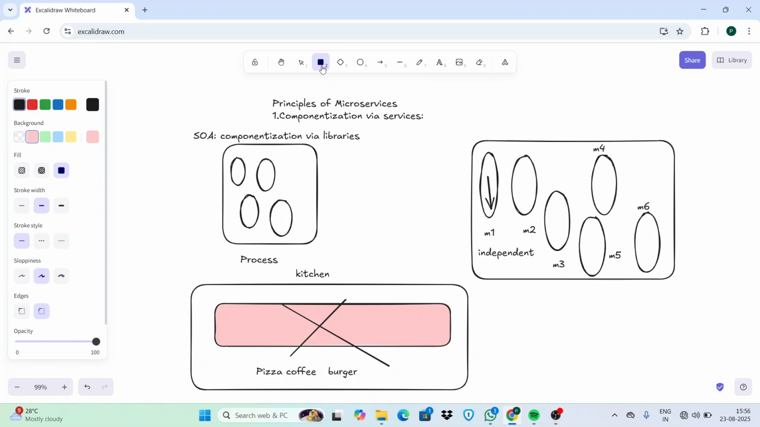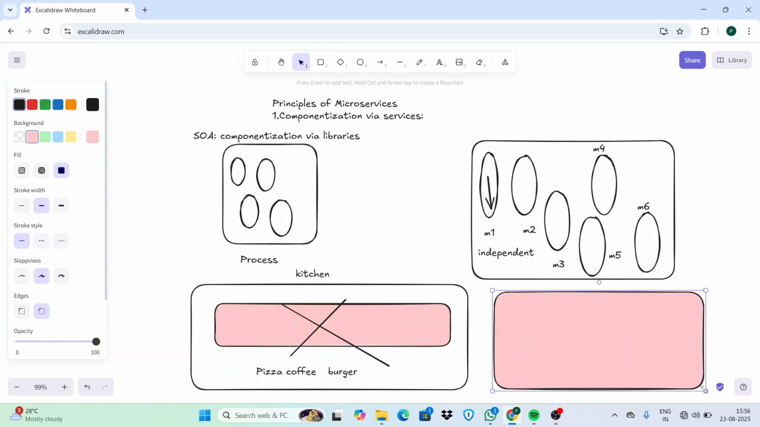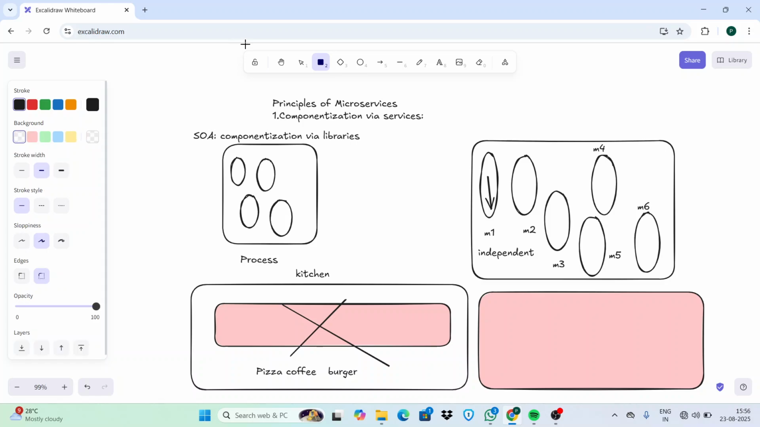So instead of that, consider a big food court where each stall is separate. Here is a stall for burger, here is a stall for pizza, and here is a stall for coffee.